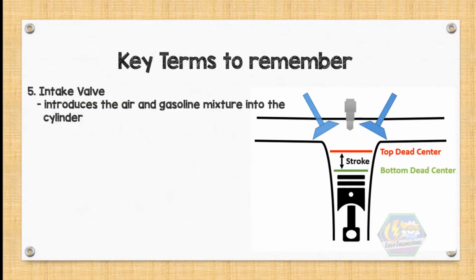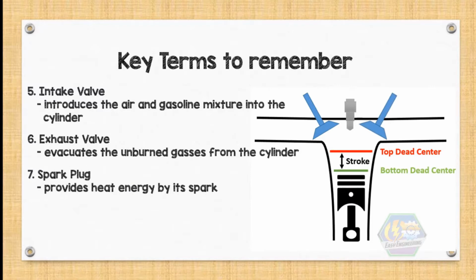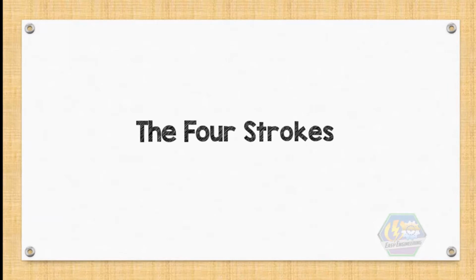Intake valve introduces the air and gasoline mixture into the cylinder. Exhaust valve evacuates the unburned gases from the cylinder. Spark plug provides heat energy by its spark. And finally, piston, the one that converts the heat energy from the combustion into mechanical energy that will rotate the car's wheels. So now, we are ready for our main event, the 4 strokes.